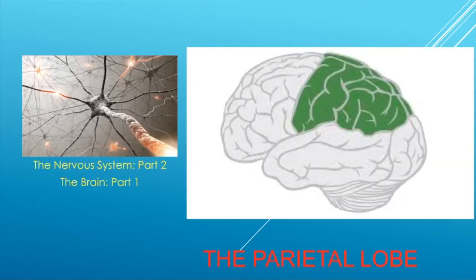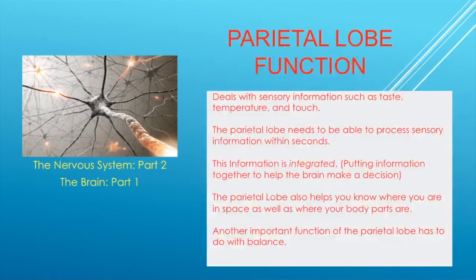Now, the parietal lobe is behind, towards the back of the frontal lobe, and you can see it from the side and also from the top. The parietal lobe deals with all the sensory information such as taste, temperature, and touch. So it has information coming from your tongue, from your skin.